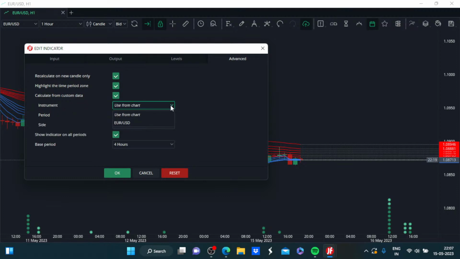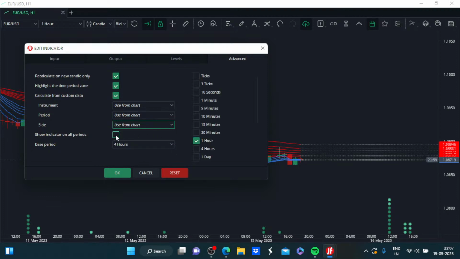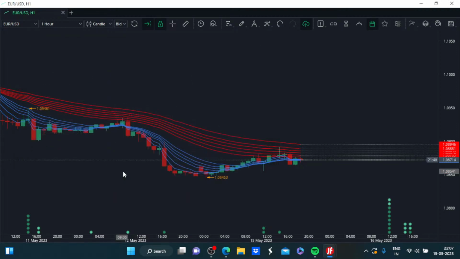Further customization can also be done. You can go for different instruments or simply use from the chart. Candle period can be used from the chart, or you can have a different candle period for this calculation. So all these possibilities are provided on the chart. Spread side, you can go for ask or bid. Two options have been provided. Show indicator on all the candle periods. If you go for this, then you will have to specify on which particular candle period you want this indicator to be available, and only on those time frames it will be plotted.